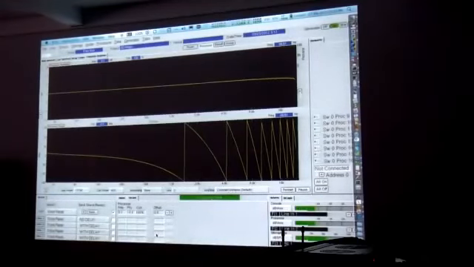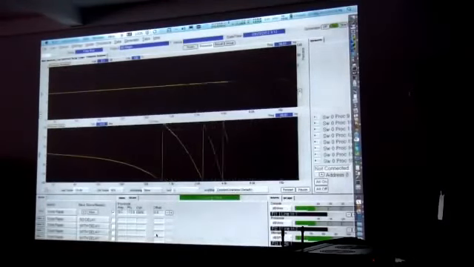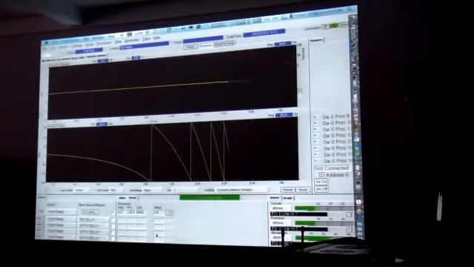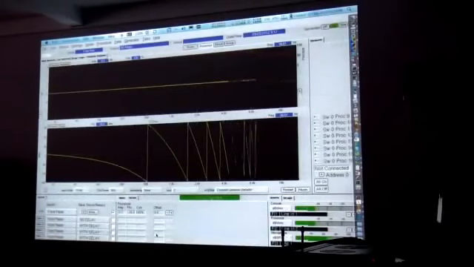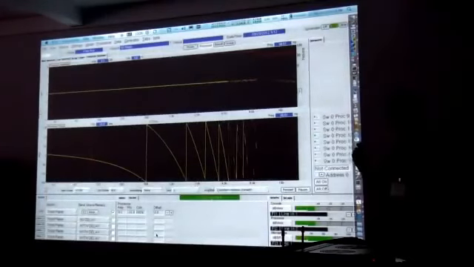I will move this without watching this display. And I will try to make the delay to be 1 millisecond. I think that I am very close to 1 millisecond.